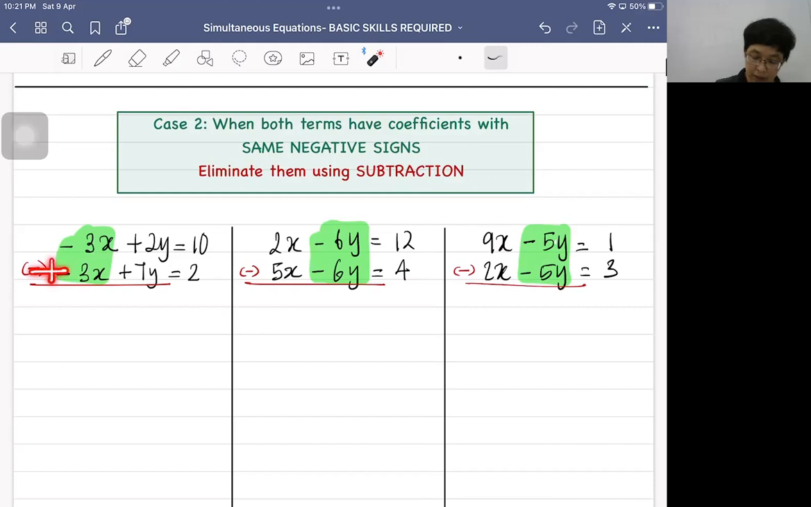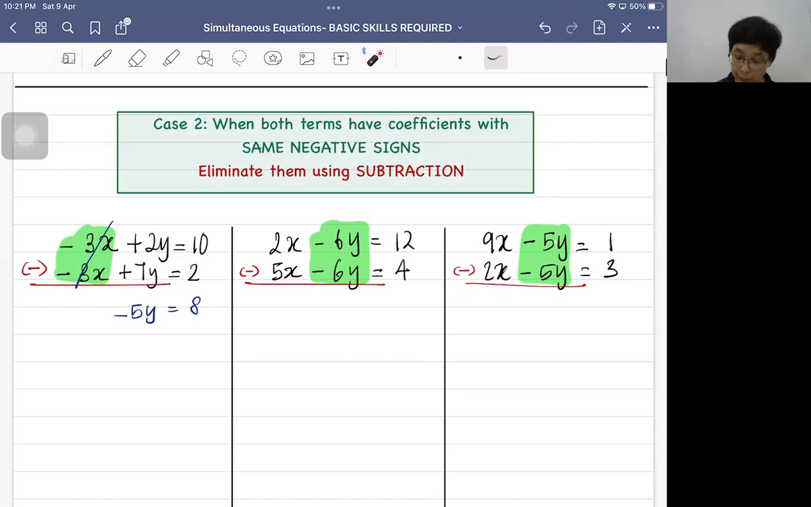Minus, minus has become plus. So minus 3 and plus 3 has successfully eliminated that. And then 2 minus 7, that gives you a minus 5y. And then 10 minus 2, that's you got 8. All right, so again, it becomes a simple linear equation.